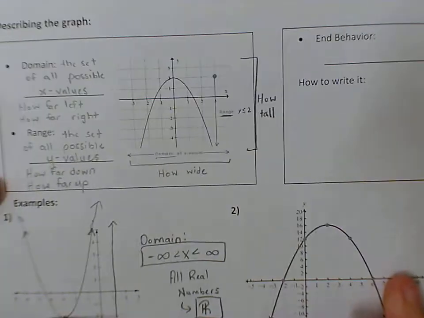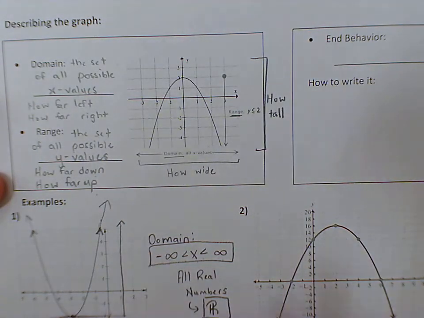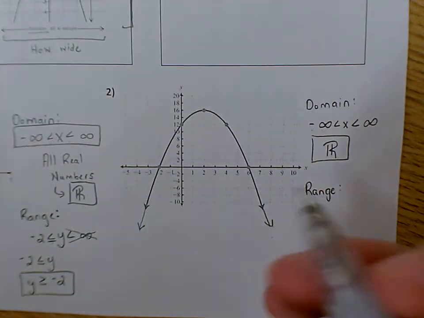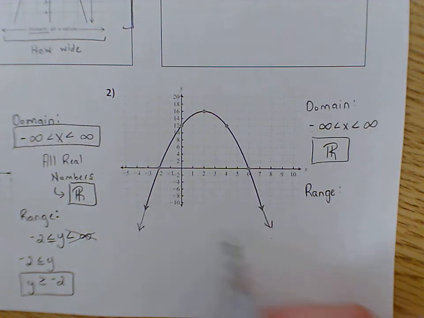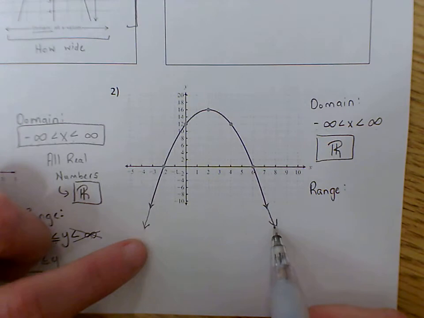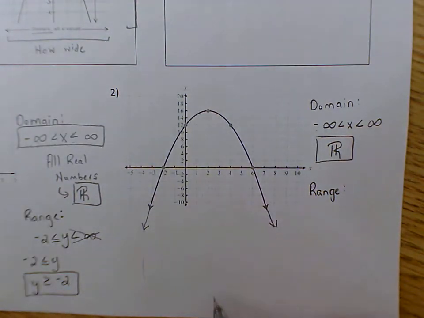remember, is your y values, so it's how far down and how far up it goes. Or you could think of how tall the graph is. So we start by looking at how far down it goes. Notice it has two spots where it goes down, and both of them have an arrow going down. So that means it's going to keep going down.